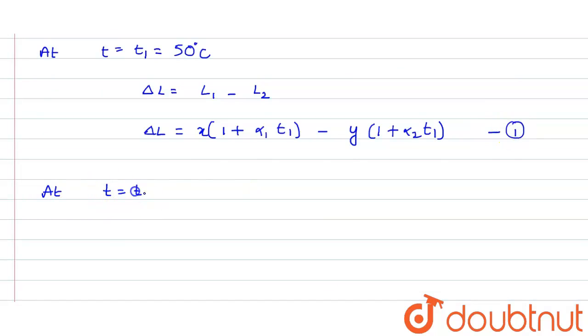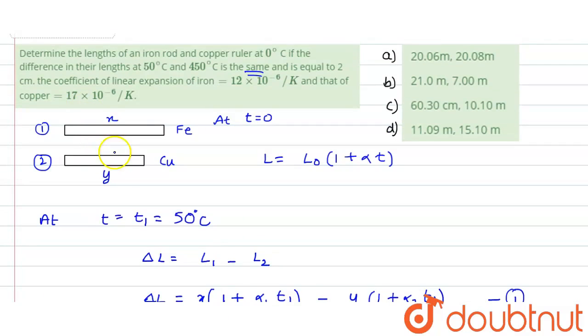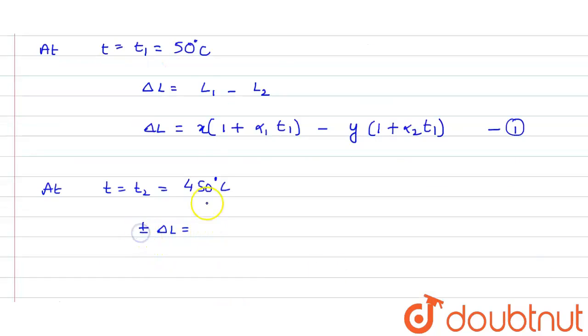Now in the second case, the temperature is T2, equal to 450 degrees C. What is our delta L now? Again it would be this minus this. We don't know whether the length of copper or the length of iron would be greater, because it depends on two factors. So here we take a positive or negative sign, because it could be L1 minus L2 or L2 minus L1. It is better to take delta L as positive and negative. So it would be x into 1 plus alpha 1 T2 minus y into 1 plus alpha 2 T2. Let's call this equation 2.